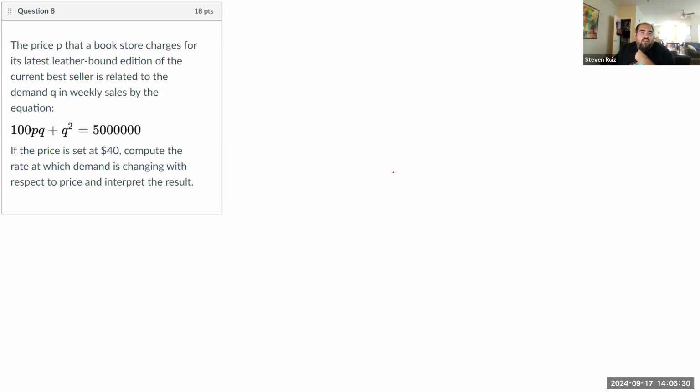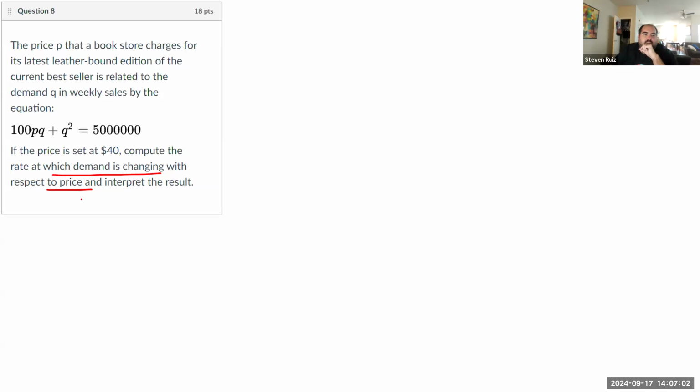And finally, question 8. The price P that a bookstore charges for its latest edition of the current bestseller is related to the demand Q in weekly sales. So if the price is set at $40, compute the rate at which demand is changing with respect to price. So we're asked to give a rate here, but we have to be specific about what that rate is. That rate is the rate at which demand is changing with respect to price.